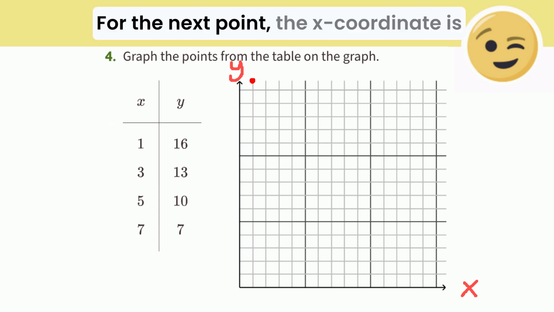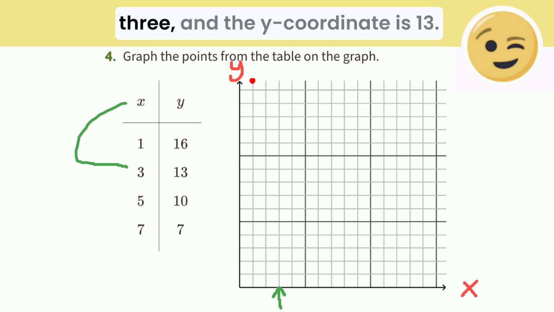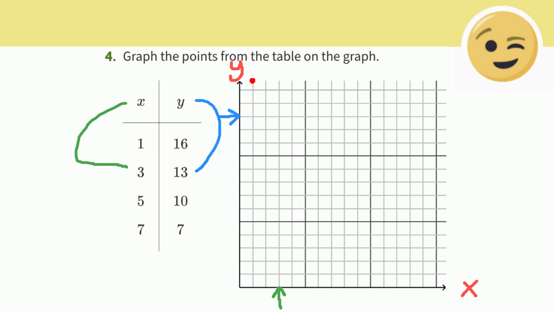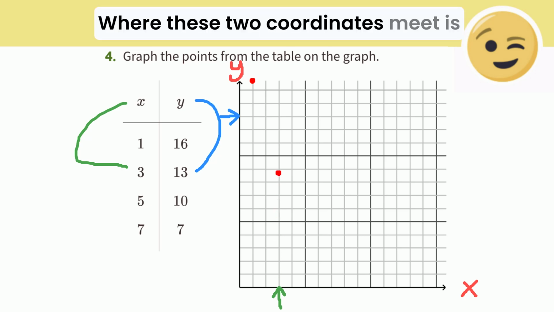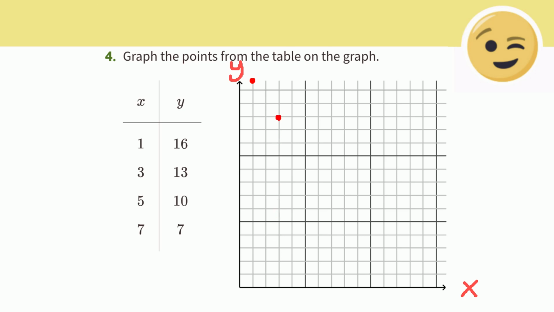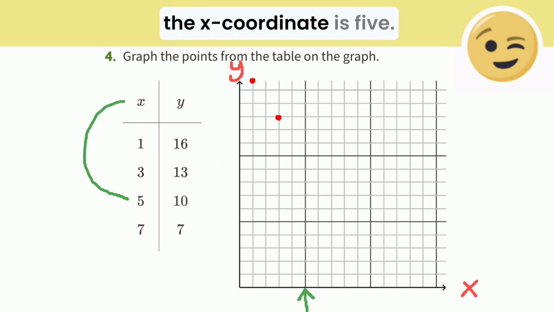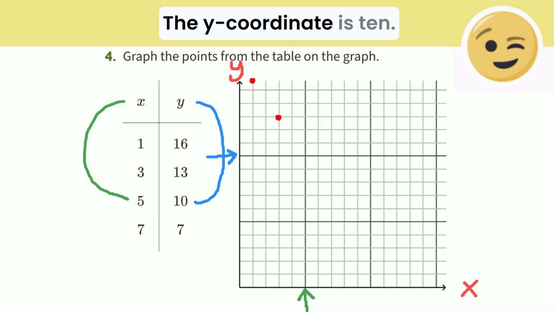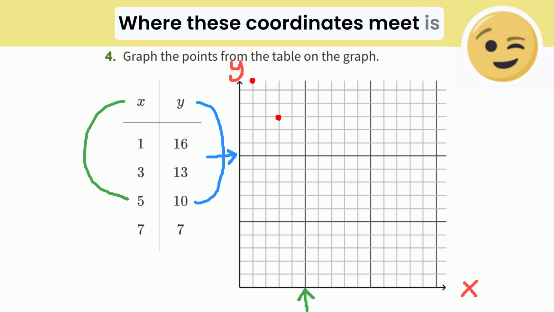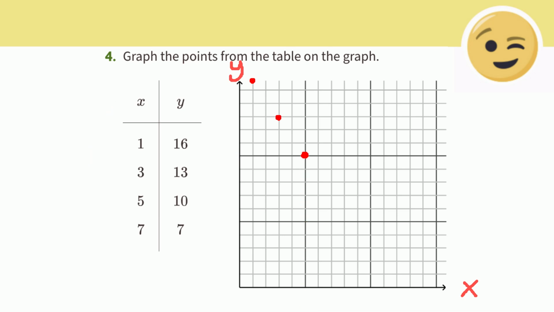For the next point, the x-coordinate is 3, and the y-coordinate is 13. Where these two coordinates meet is where we'll put the point. For the next one, the x-coordinate is 5, the y-coordinate is 10. Where these coordinates meet is where we'll put the point.